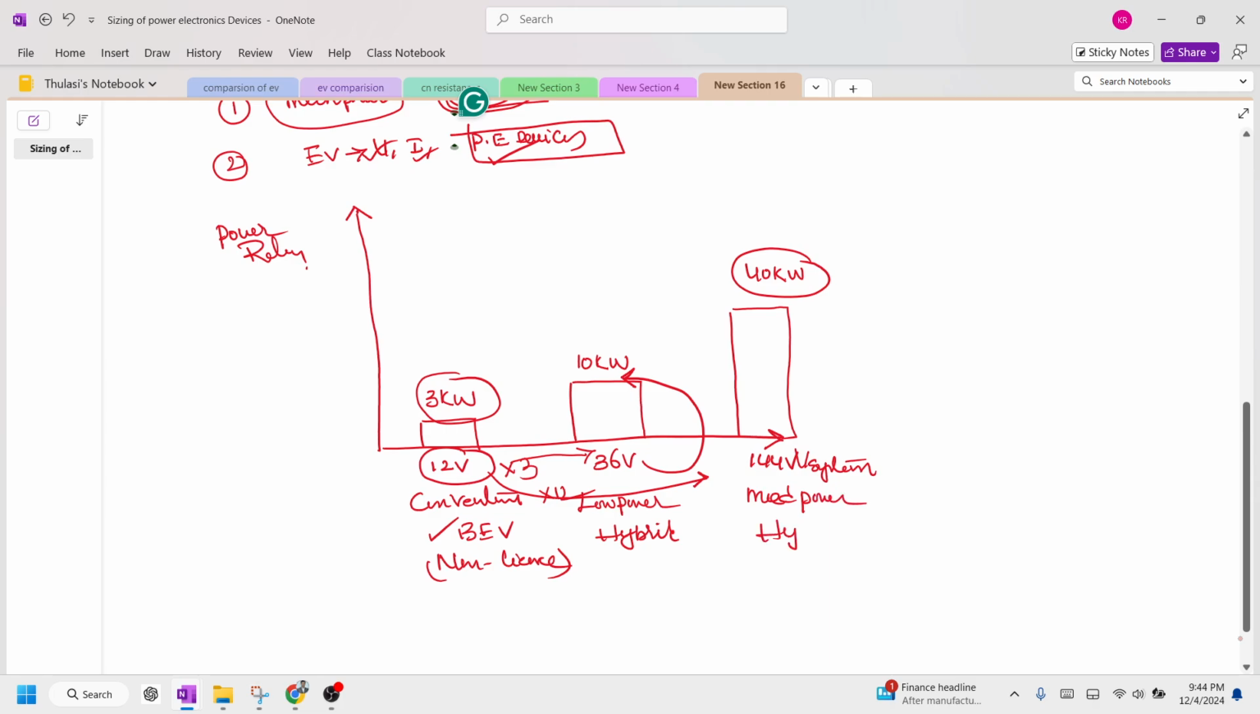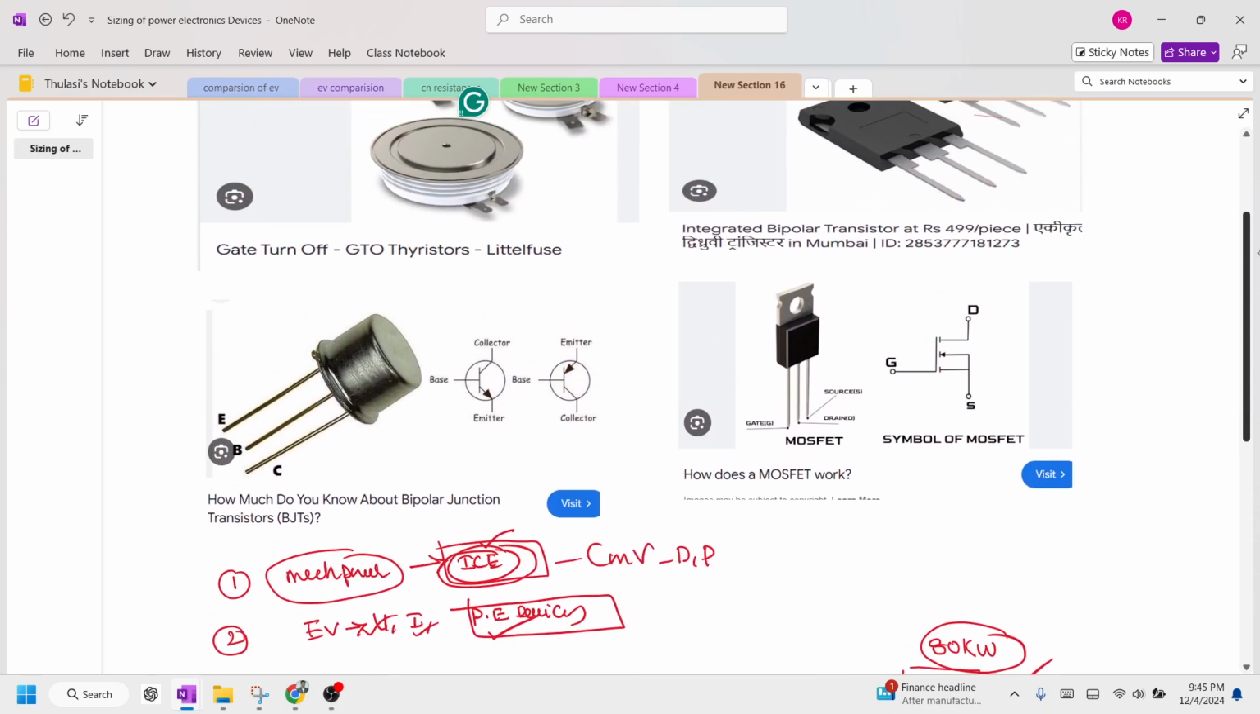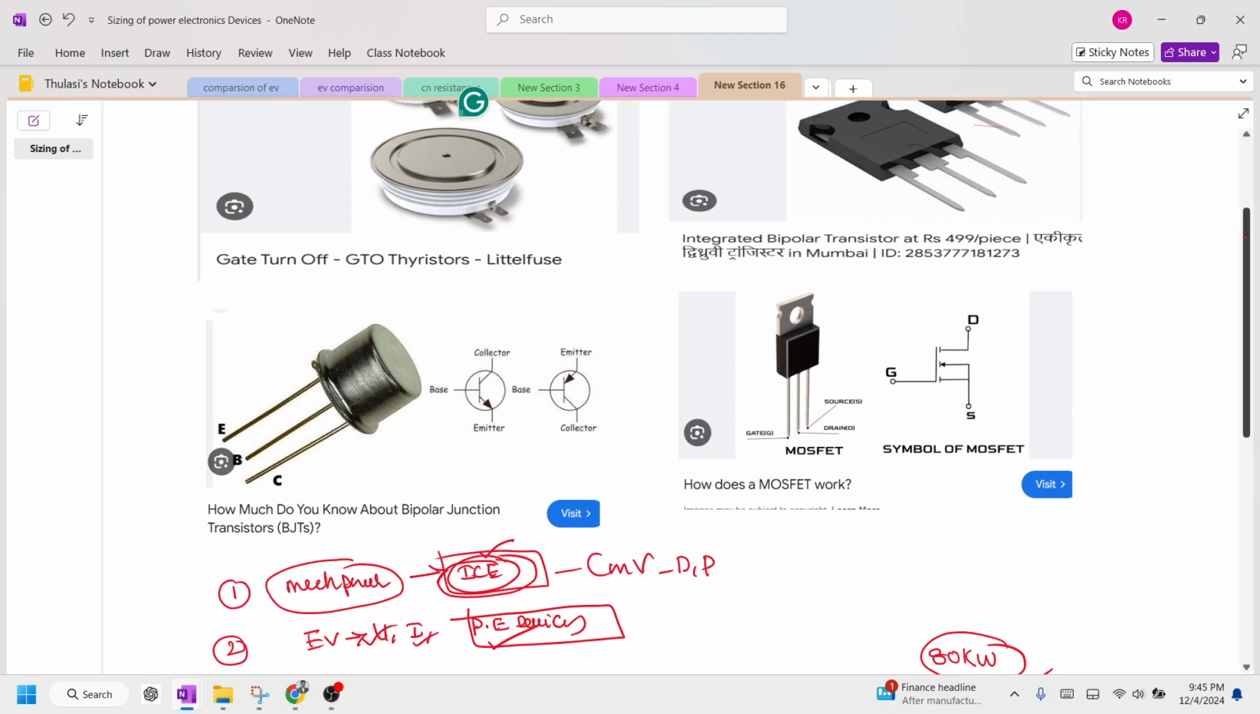Furthermore, if you proceed, you can increase this 12 volts by 24 times. When you increase it 24 times, the system voltage goes up to 288 volts. With this voltage you can run an electric vehicle drive system, the powertrain, or semiconductor equipment. Here the 3 kilowatts, 10 kilowatts, 40 kilowatts, and 80 kilowatts are the ratings of the power electronic inverter.